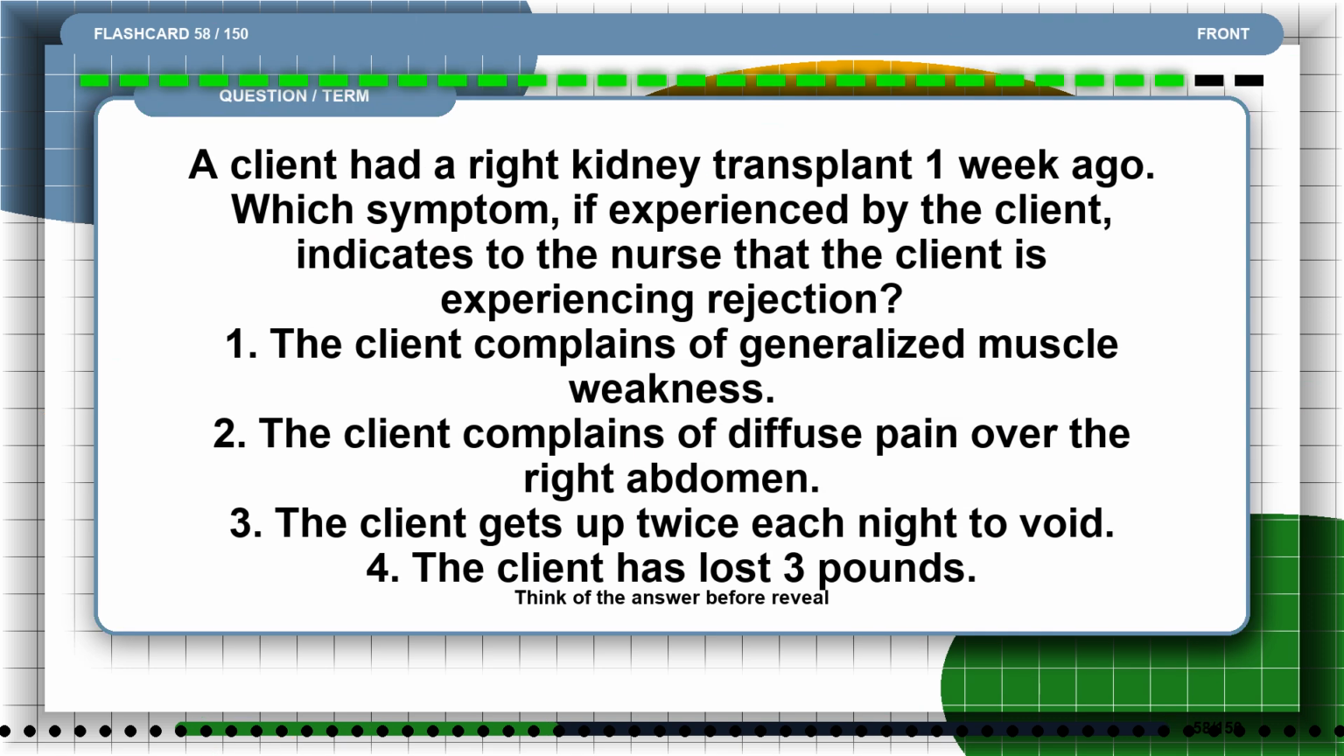Flashcard 58. A client had a right kidney transplant 1 week ago. Which symptom, if experienced by the client, indicates to the nurse that the client is experiencing rejection? 1. The client complains of generalized muscle weakness. 2. The client complains of diffuse pain over the right abdomen. 3. The client gets up twice each night to void. 4. The client has lost 3 pounds. Think of the answer before the reveal.